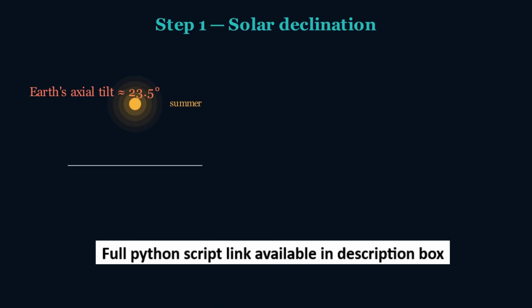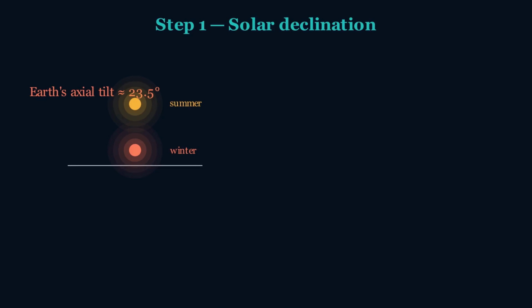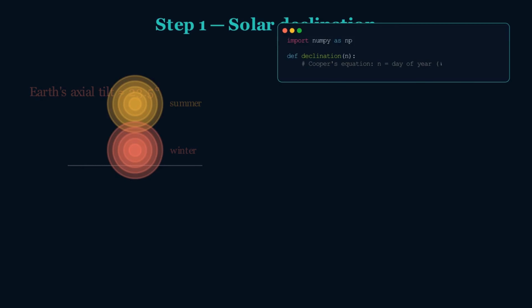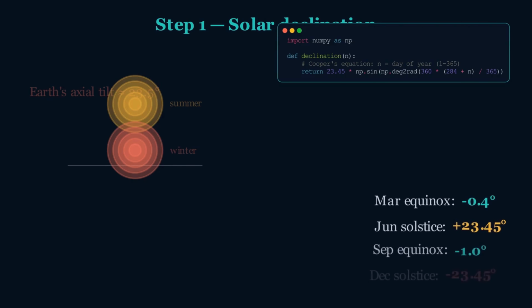First, the sun doesn't sit at the same height all year. Because Earth's axis is tilted by about 23.5 degrees, the sun appears to drift north and south through the seasons. We call that angle the declination. There's a classic formula for it, Cooper's equation. In Python it's just one line: feed it the day of the year, and it returns the declination in degrees. Check it against the calendar and it lines up exactly: near zero at the equinoxes, plus 23.45 at the summer solstice, and minus 23.45 at the winter solstice.